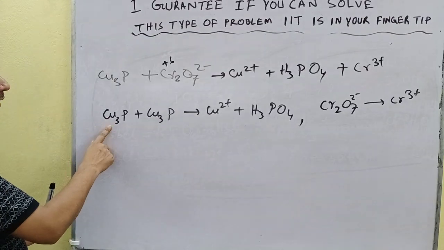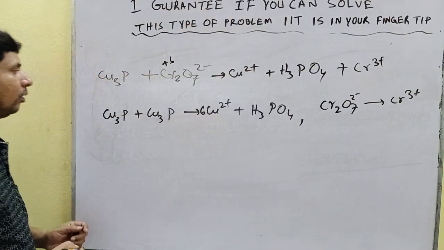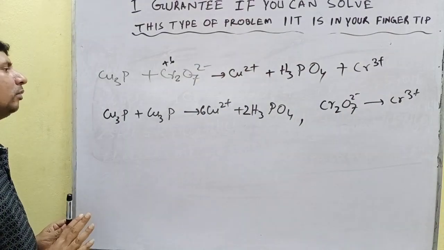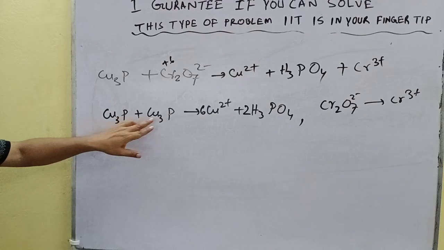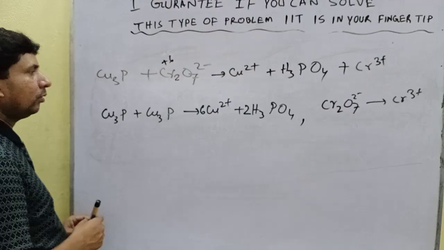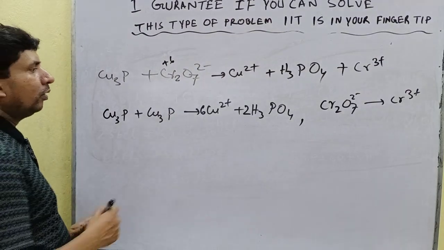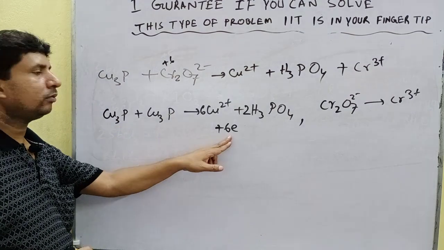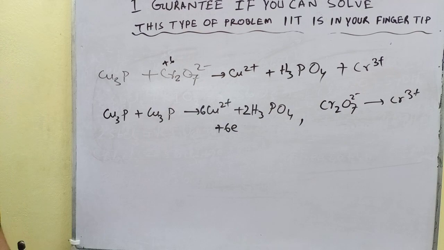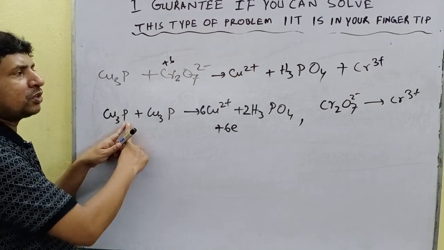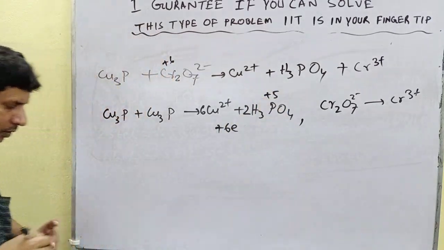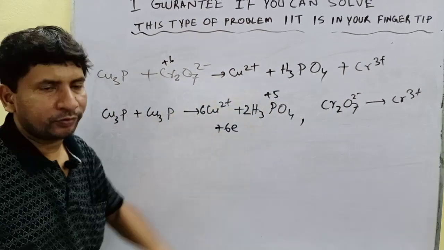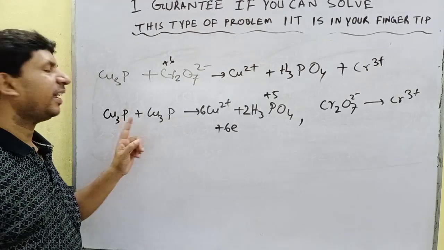So for 3 copper, that means 6 copper, and phosphorus to 2 phosphorus. So the number of atoms is already balanced. Now 6 copper donate 6 electrons, giving the plus 2 oxidation state. And phosphorus goes from minus 3 oxidation state to plus 5 oxidation state. So the total number of electrons changed for one phosphorus is 8.